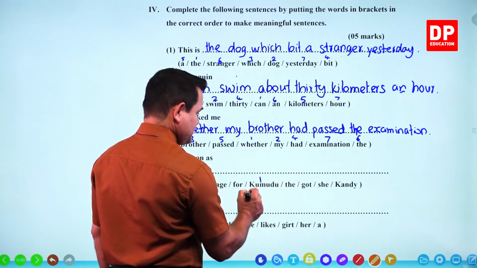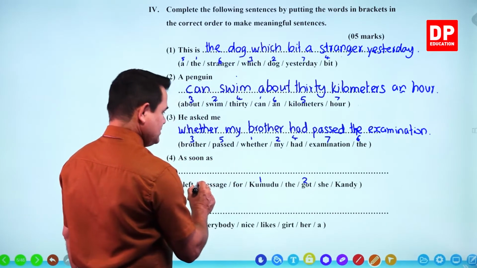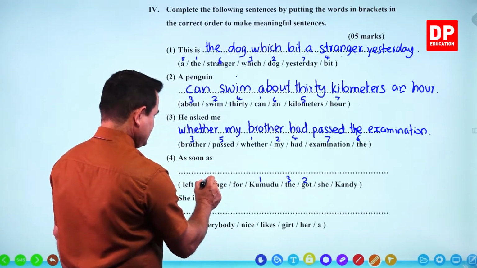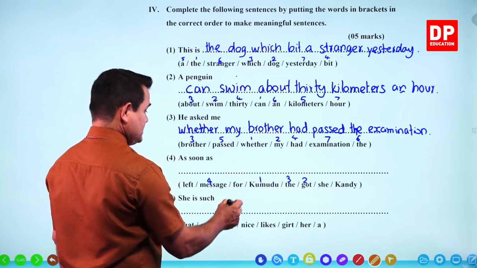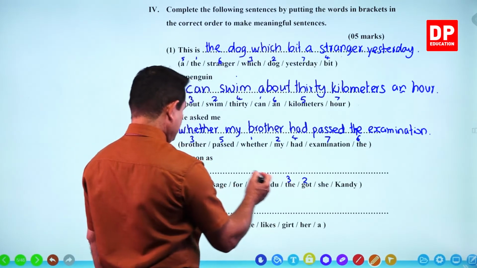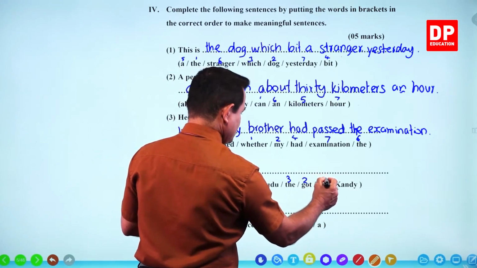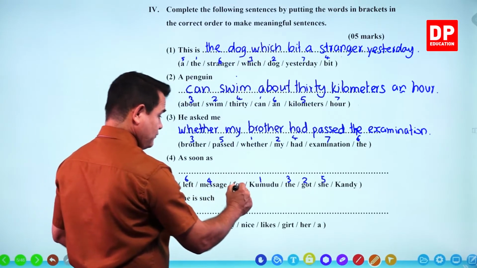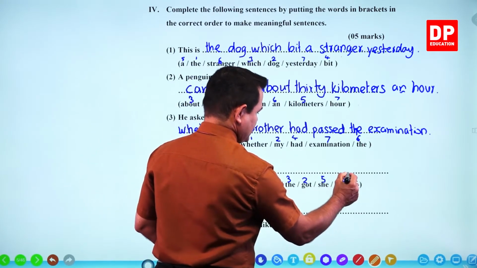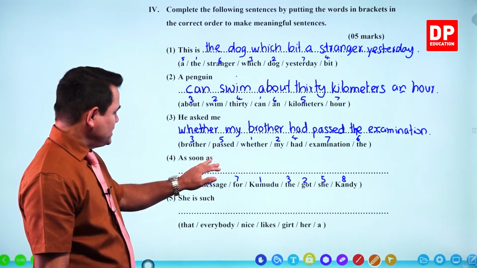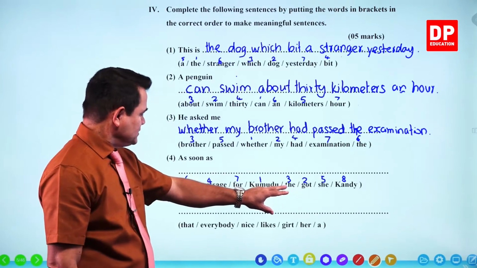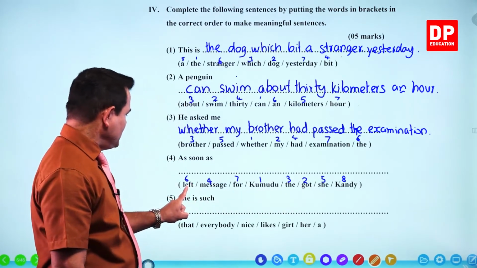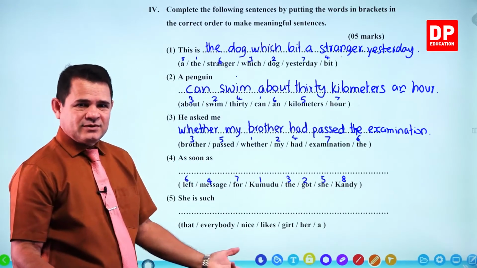As soon as Kumudu got the message, number 4. As soon as, then it was as soon as Kumudu got the message, she number 5, left number 6, for Candy, 7, 8. Now you see, as soon as Kumudu got the message, she left for Candy. Very simple. Now let's write it.